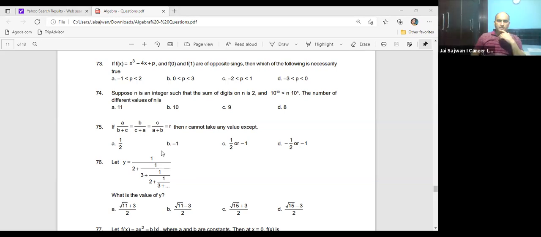Yes, Soumya. Soumya has asked me to explain this question. So Soumya ji, what is here is that at x is equal to 0, f of 0 means I'm going to put x is equal to 0 here. So I'm getting 0 cube minus 4 into 0 plus p. If you put x is equal to 1, it is 1 cube minus 4 into 1 plus p. I'm saying that they are of opposite sign. This may be positive and this negative, or this is negative and this is coming out to be positive. Then which of the following is necessary?